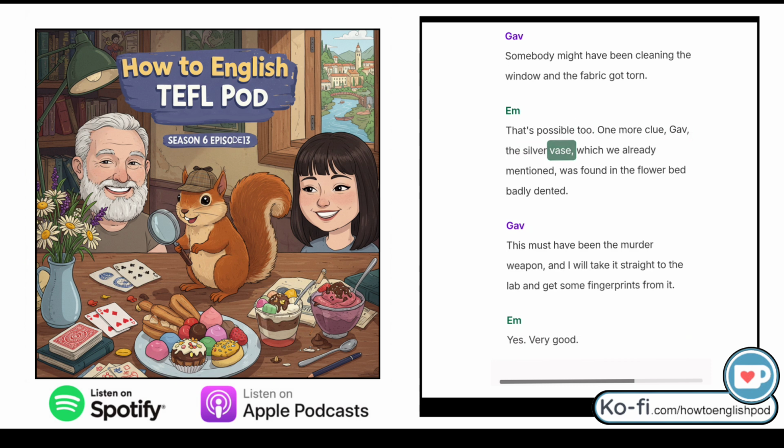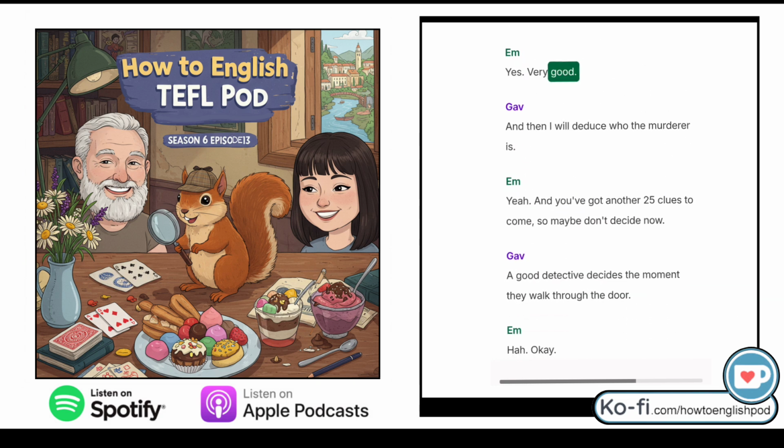The silver vase, which we already mentioned, was found in the flower bed, badly dented. This must have been the murder weapon, and I will take it straight to the lab and get some fingerprints from it. Yes, very good. And then I will deduce who the murderer is. Yeah, and you've got another 25 clues to come, so maybe don't decide now. A good detective decides the moment they walk through the door.